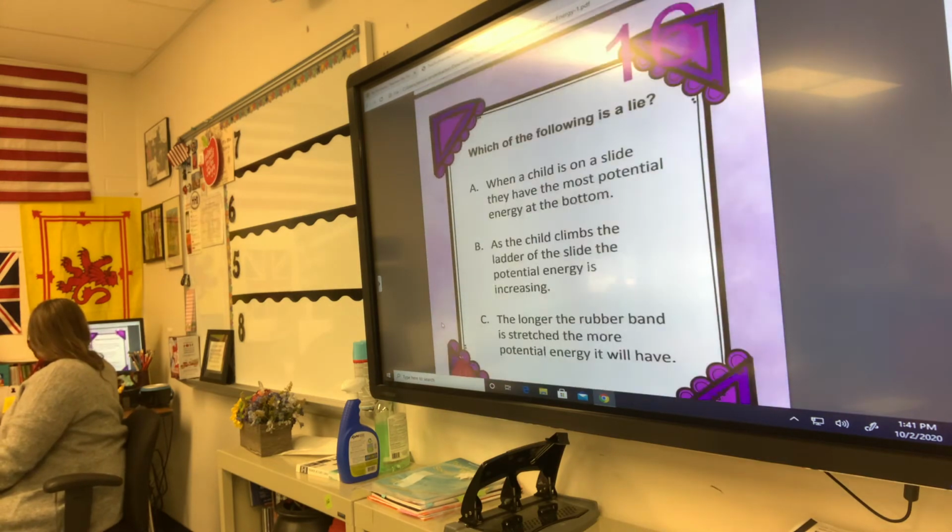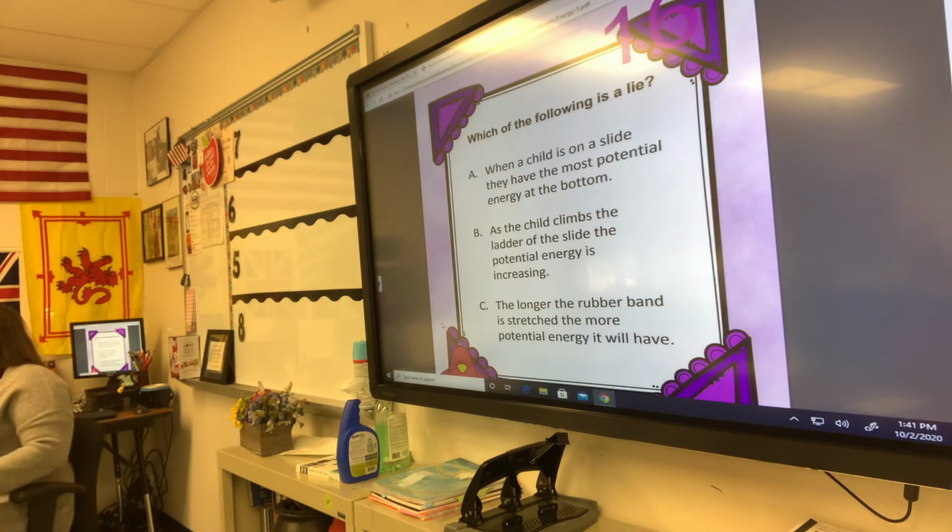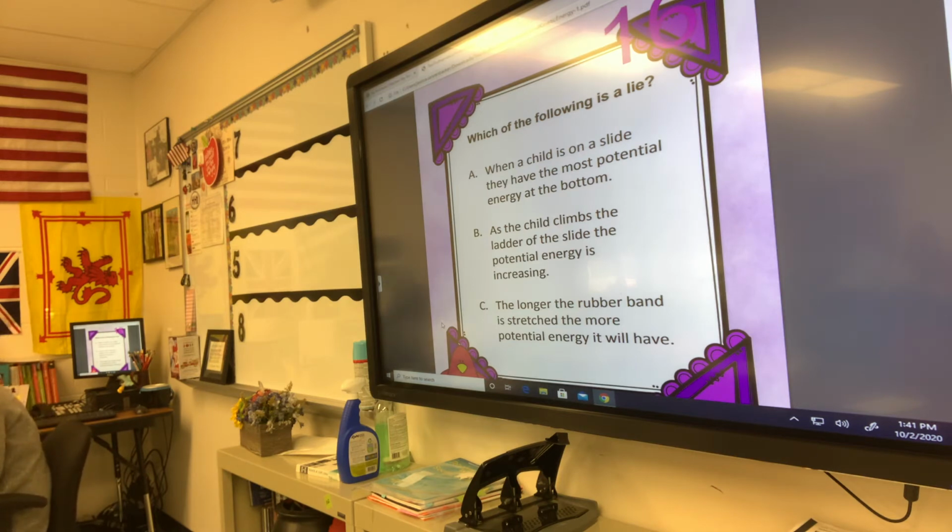Okay. 16. Which of the following is a lie? A, when a child is on a slide, they have the most potential energy at the bottom. B, as a child climbs the ladder of the slide, the potential energy is increasing. C, the longer the rubber band is stretched, the more potential energy it will have.